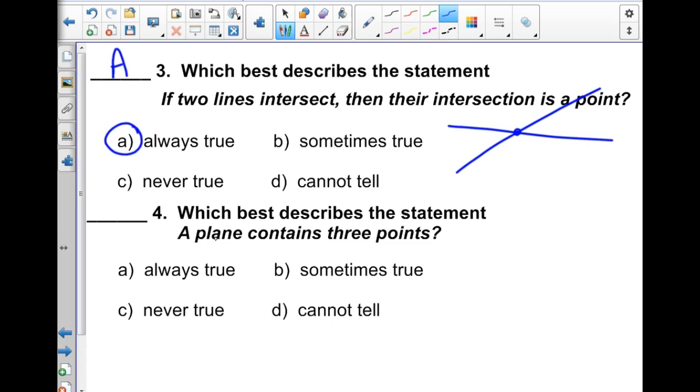Which best describes the statement? A plane contains at least 3 points. Well, we have a postulate that says if 3 points, then you get 1 plane. So it's always true. It has to contain at least 3 points. I mean, it has infinitely many points, actually.